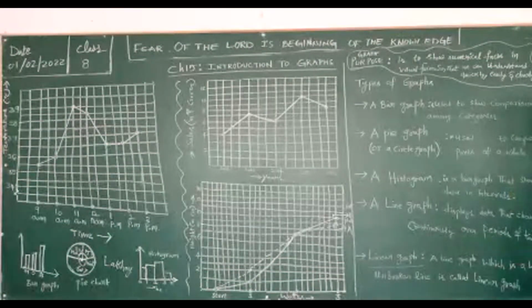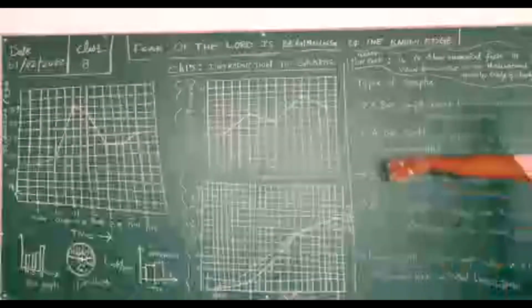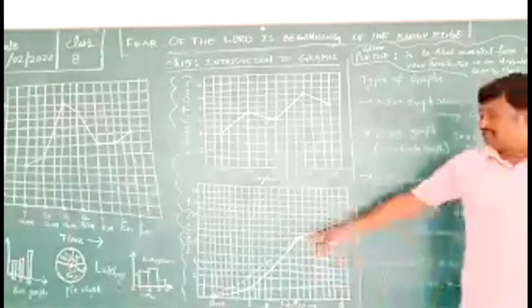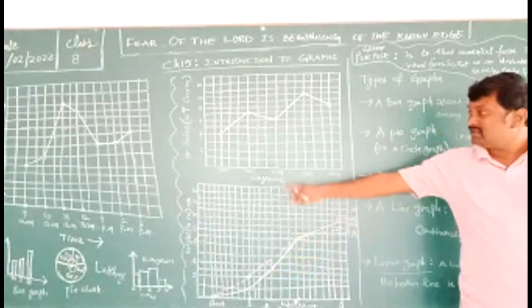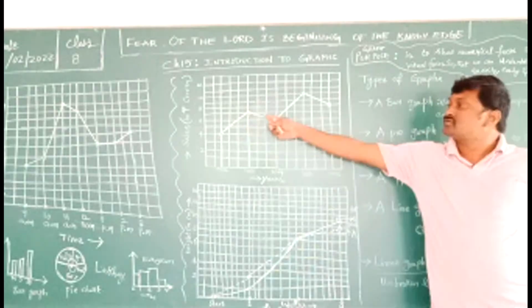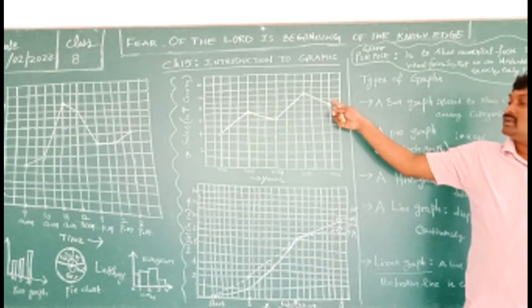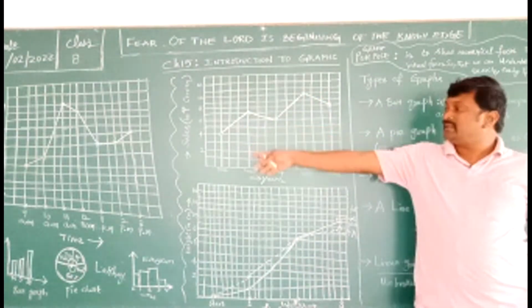And next one, what is meant by a line graph? It displays data that changes continuously over periods of time. Simply, if there are lines like this, then that is called a line graph. You observe here, and here also you find straight lines showing the changes. For example, let's see here.